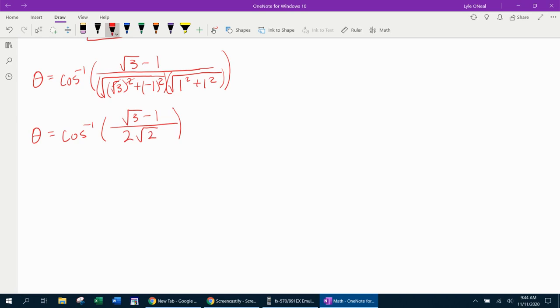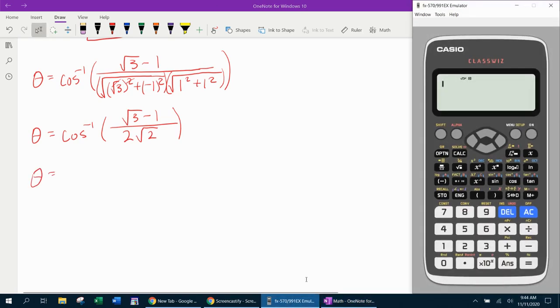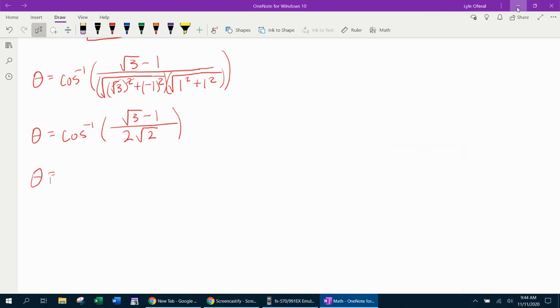Now at this point, I've got something that I can plug into the calculator. And I do want to get that answer in degrees. So we're going to pull up our handy dandy calculator and do the inverse cosine of square root of 3, making sure to move out from under the radical, minus 1 over 2 square root of 2. And that's going to give us 75 degrees. So that is going to be the angle between these two vectors.